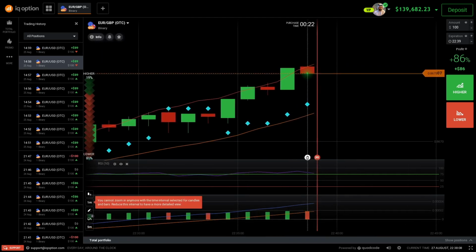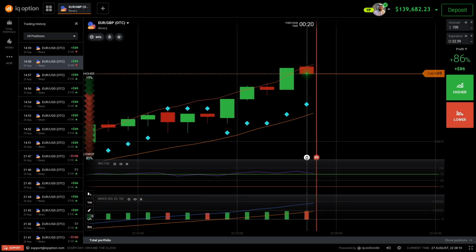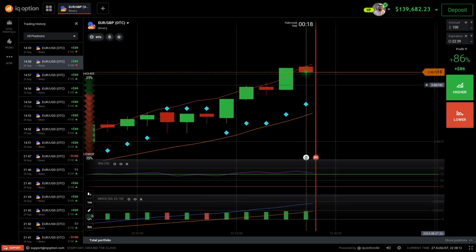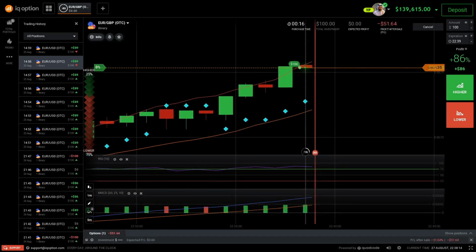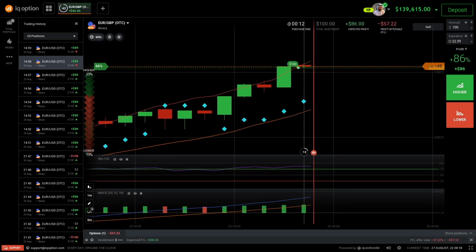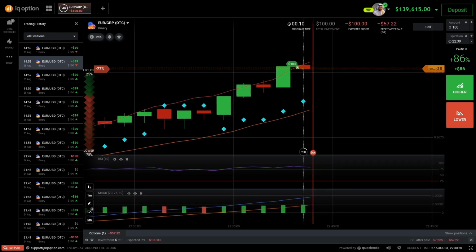So first, I'm going to open this first position as always with $100. As you can see, the market is trying to go over the Bollinger Bands, but I don't think that this would happen.